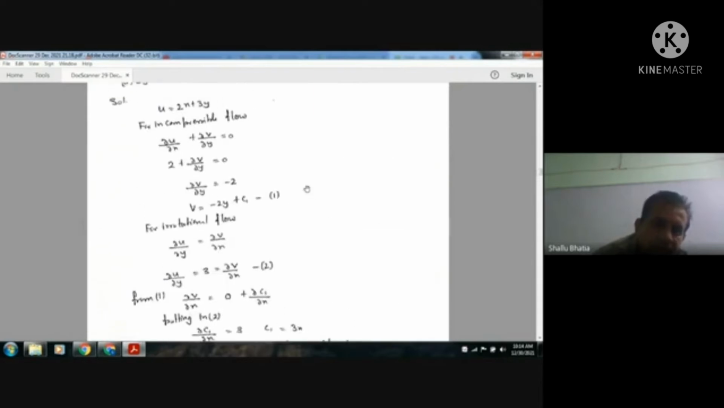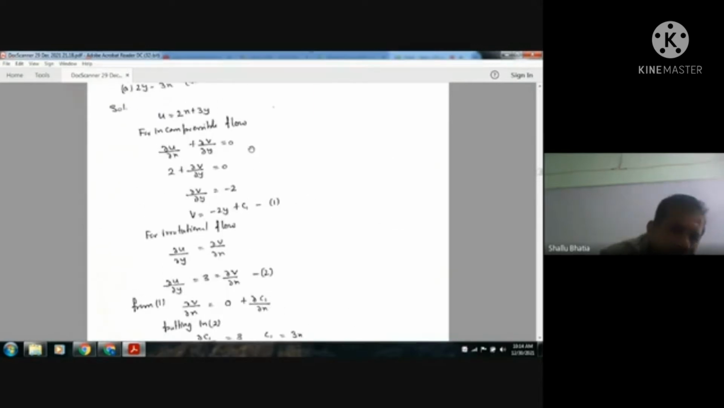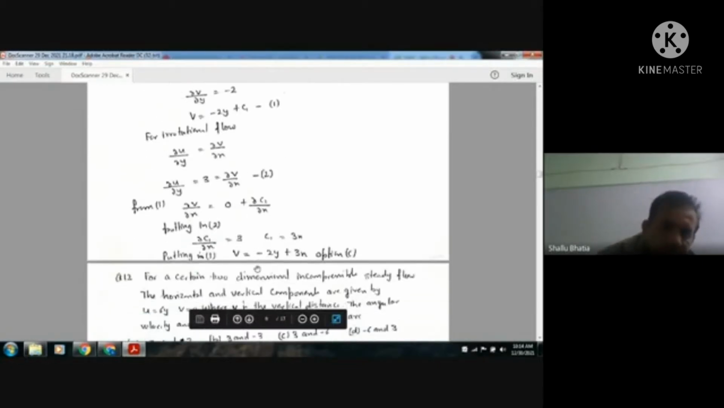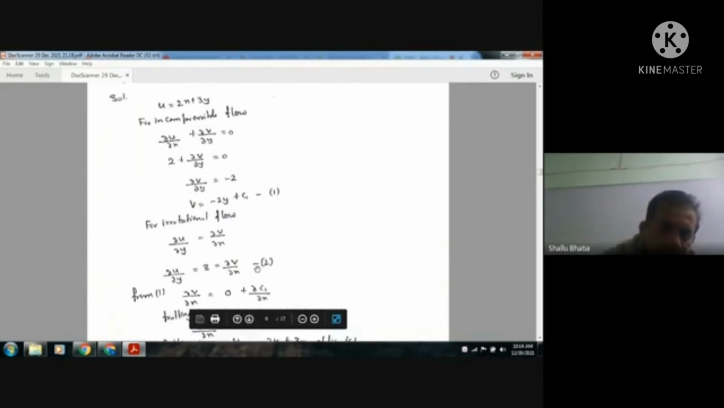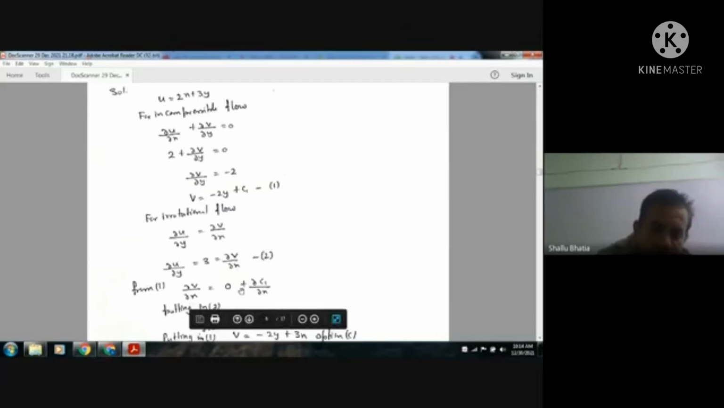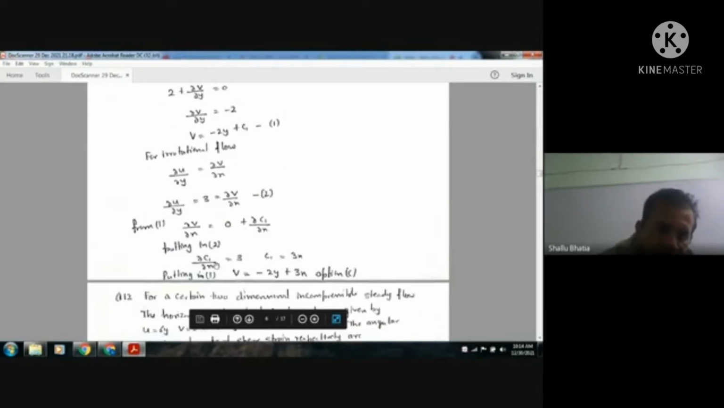So the procedure is, you have to check incompressible flow, you have to create the equation for it, and then for irrotational flow, combining these two equations we can get v. So for incompressible flow, we get c1. And then for irrotational flow, we get ∂v/∂x. And here, differentiating, we get ∂c1/∂x, and c1, and then we can put it in.